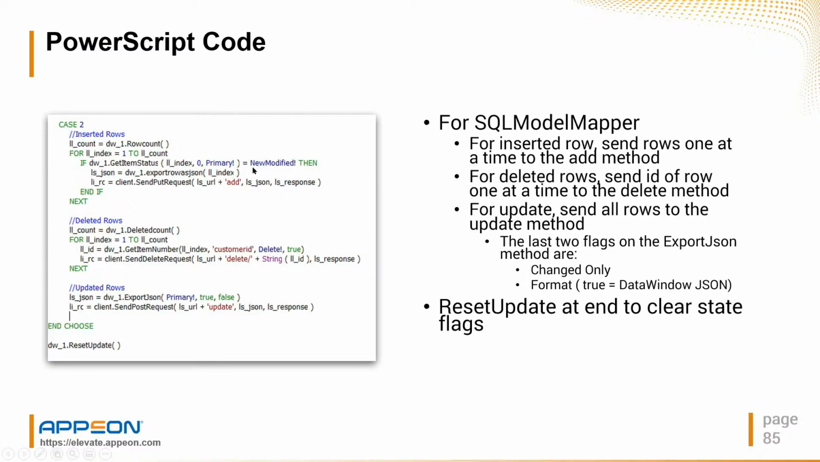And this is the typical stuff you do to see if a row's been inserted in the data window. You check its row status. What I'm going to do in this case, though, is export that row as JSON, and then take that exported JSON and use the send put request to send it to the add method in my SQL model mapper service.